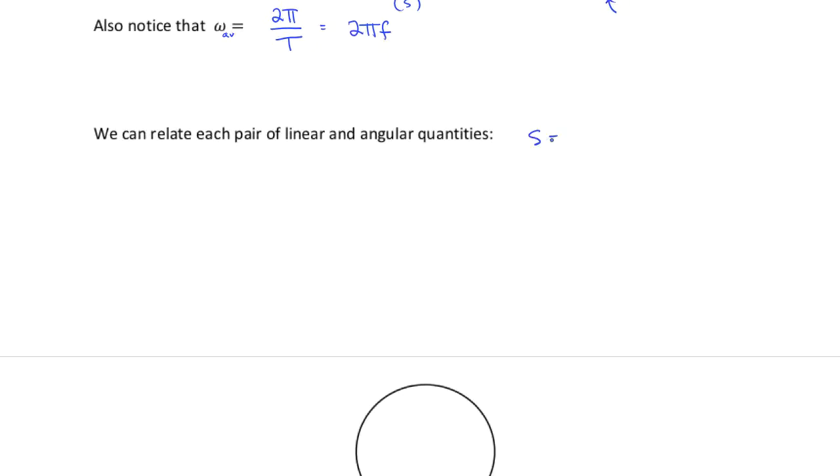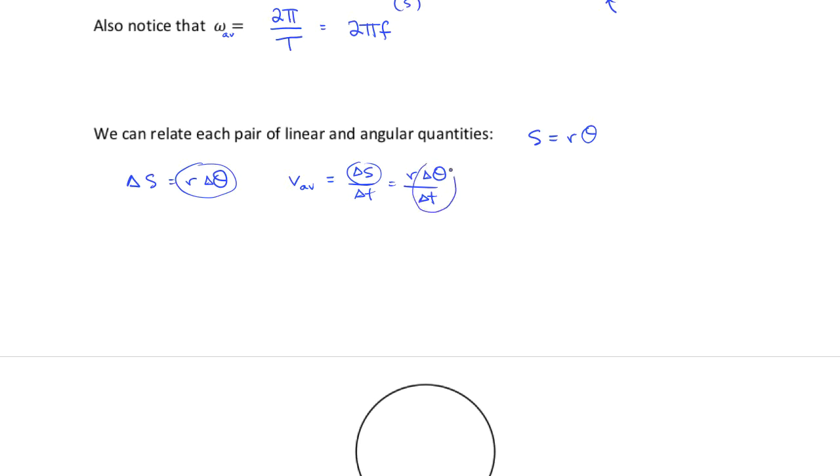Now if we start from the relationship that we defined above, the definition of the angle theta in radians, which is this, we can relate each pair of linear and angular quantities. So if this is true, then the change in the arc length is equal to r times the angular displacement. And so if I wanted to find a formula for the average linear speed, that would be equal to delta s over delta t, which is equal to r times delta theta over delta t. I've just replaced this with that from over here.